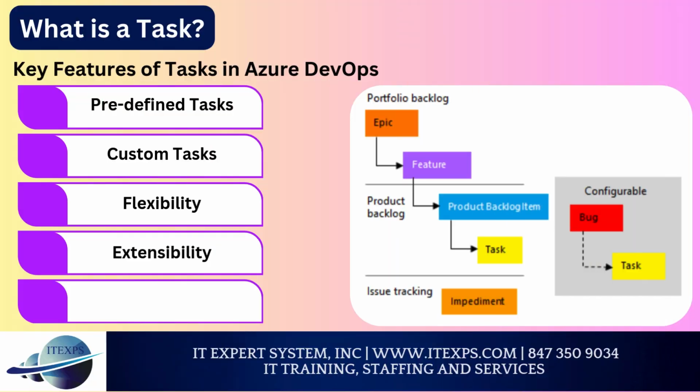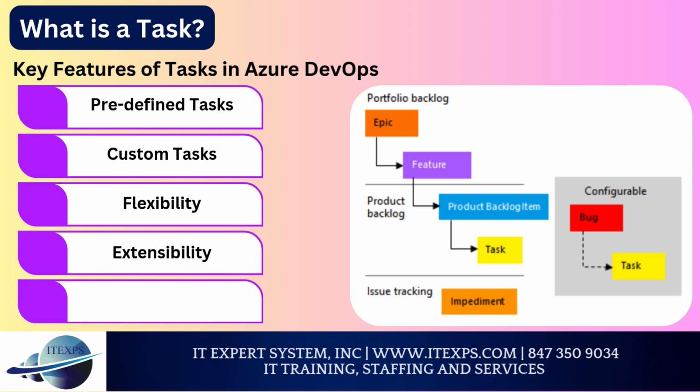What is a task? In Azure DevOps, a task is a single, executable step in a build or release pipeline. It defines a specific action that the pipeline will perform, such as running a script, compiling code, deploying applications, copying files, or publishing artifacts. Tasks are reusable and configurable components that help automate the processes within a pipeline. Key features of tasks in Azure DevOps.